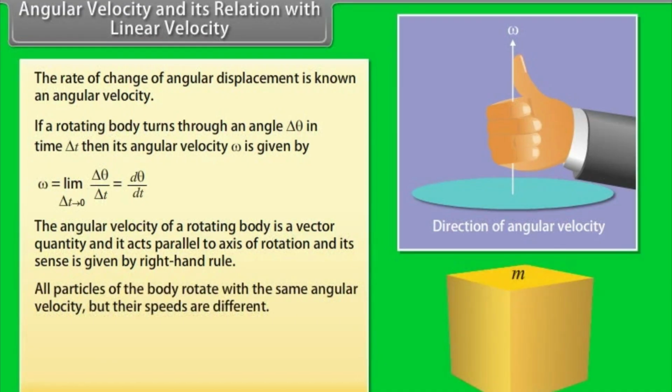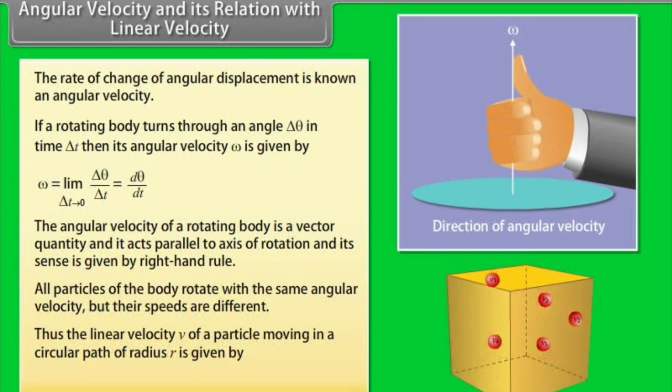All particles of the body rotate with the same angular velocity, but their speeds are different. Thus, the linear velocity v of a particle moving in a circular path of radius r is given by v is equal to r into omega.